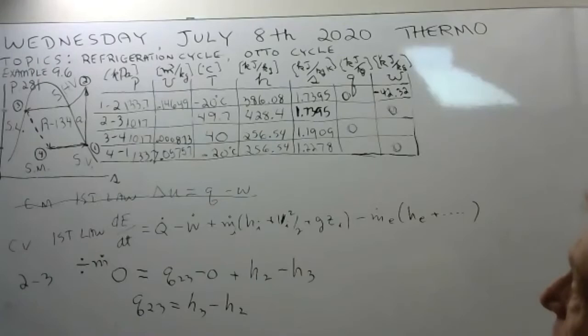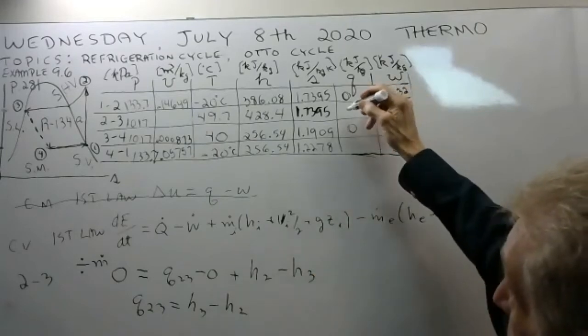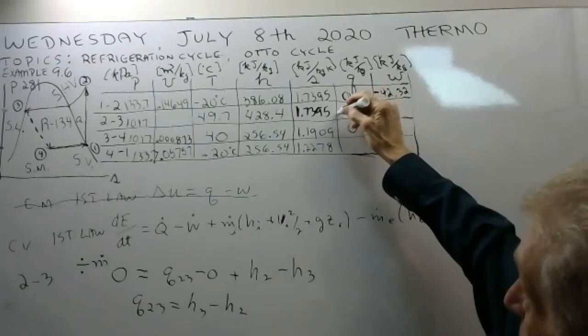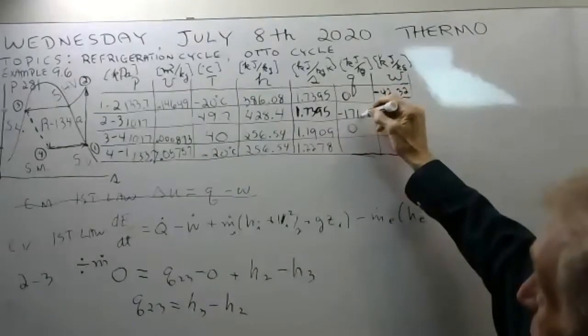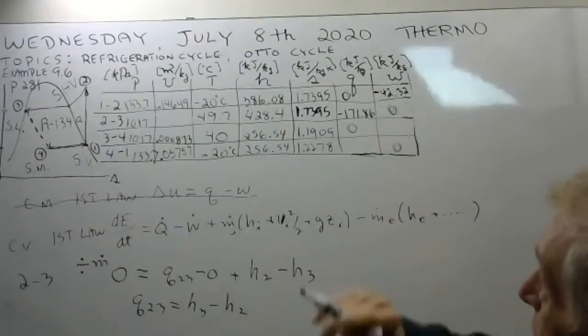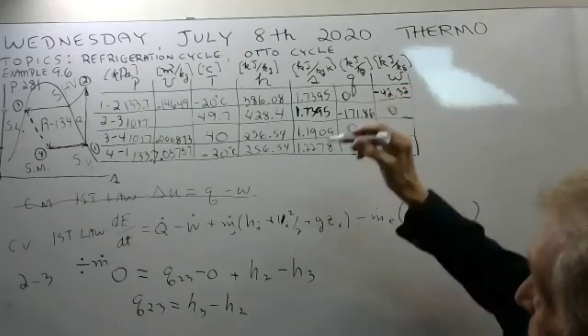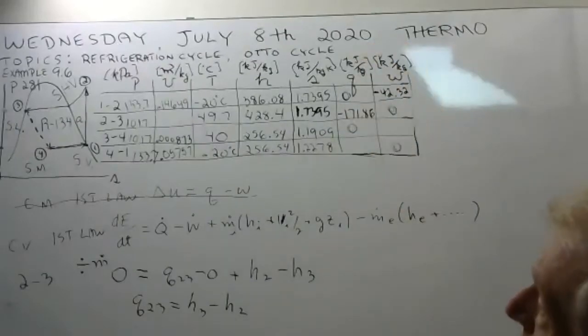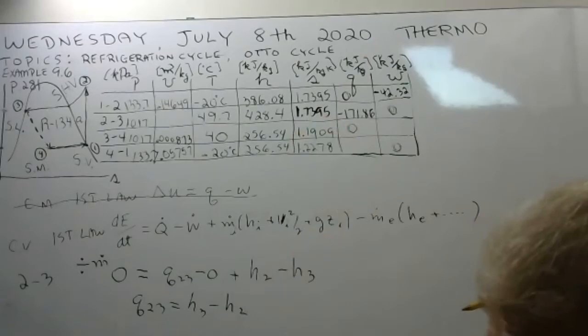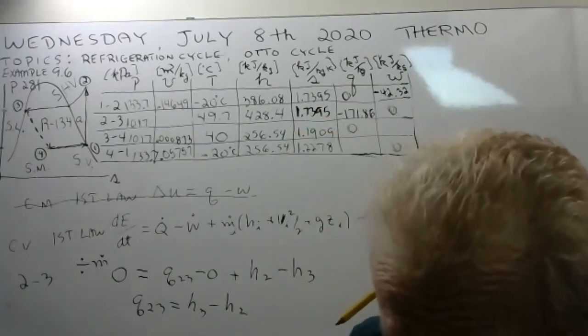Well, I got an answer. I hope I did this right. I need you guys to go along with me here and check me, because I can goof up, but I'm coming up with a negative 171.86. And if that's not right, speak up, because you'll be helping all of us get it right. Okay, there's the heat transfer. You know what that is? That's going out. See that negative heat transfer is going out.